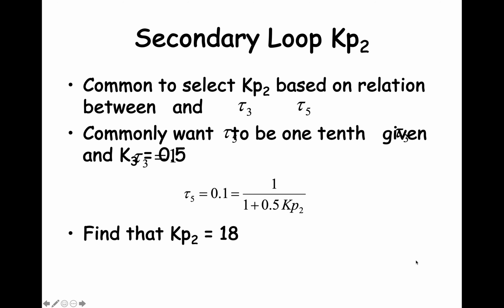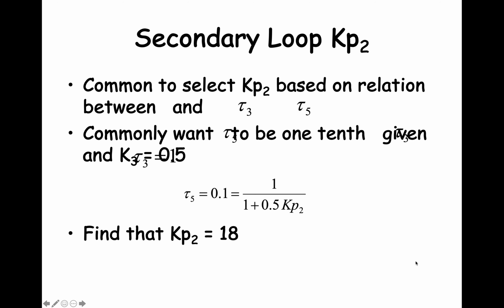The common practice with cascade control is to select Kp2 based on the relation between tau 3 and tau 5. Tau 3 is the time constant for the flow valve. Tau 5 is the derived term that was produced when we collapsed the inner loop. The guideline we will use is that tau 5 is 1/10 of tau 3.